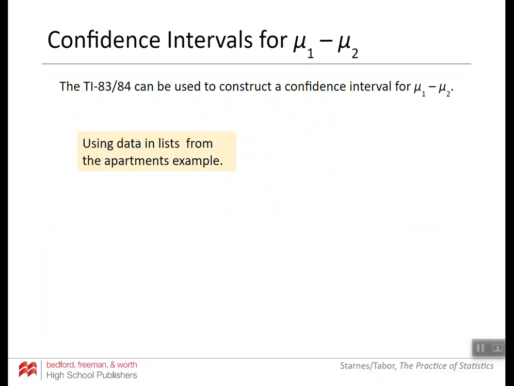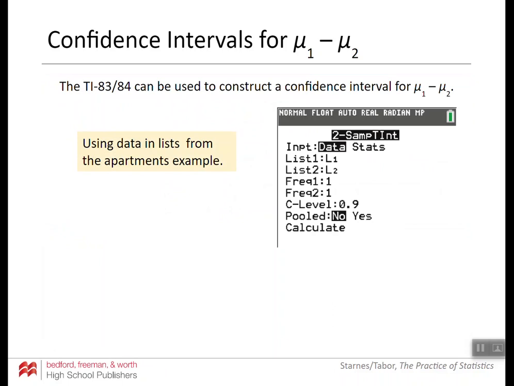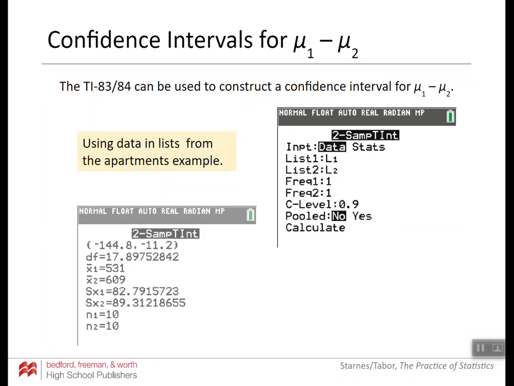Again, if you are using the calculator, if you have the raw data, you can do that. Type it in L1 and L2 and just select data. So if we went back to the apartments example, we could type that in L1 and L2 and spit out an interval.